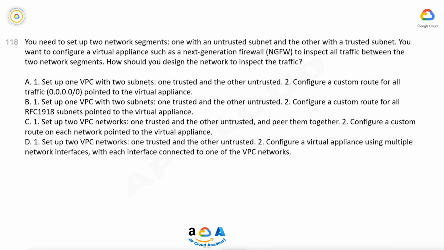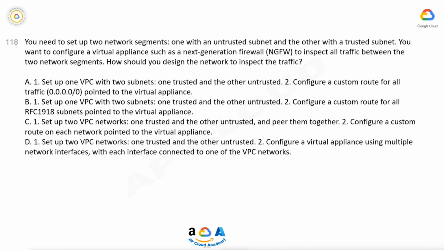A. 1. Set up one VPC with two subnets, one trusted and the other untrusted. 2. Configure a custom route for all traffic 0.0.0.0/0 pointed to the virtual appliance. B. 1. Set up one VPC with two subnets, one trusted and the other untrusted. 2. Configure a custom route for all RFC 1918 subnets pointed to the virtual appliance.